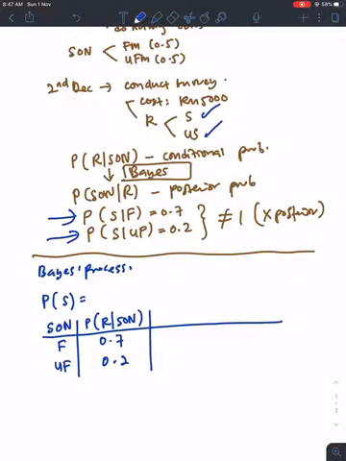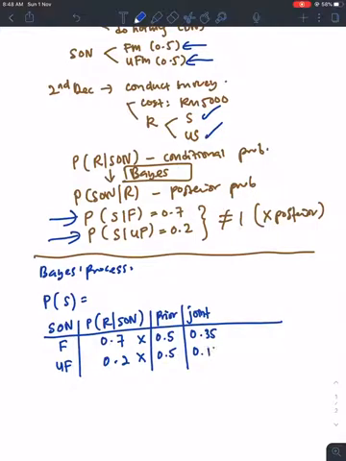Next column will be the prior probability, value dia for favorable market 0.5 and unfavorable market also 0.5. After that, we calculate the joint probability. For joint probability, conditional times prior. So, in this case, 0.7 times 0.5 is 0.35, and then 0.2 times 0.5 is 0.10. Then, calculate the total of the joint probability. In this case, it is 0.45.